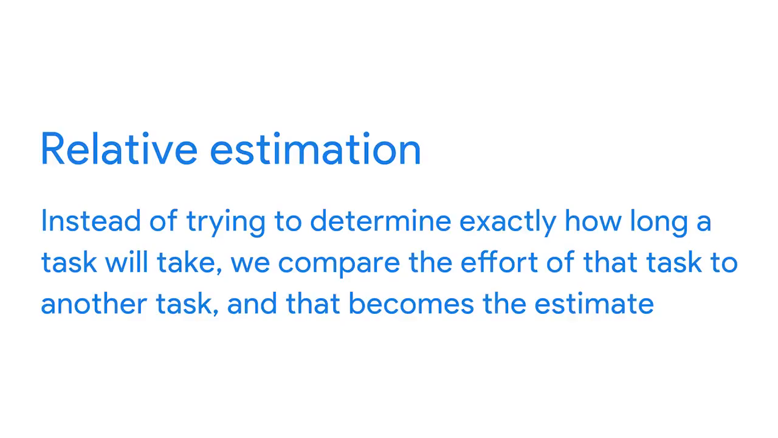So in Scrum, we try to overcome this problem by practicing relative estimation instead of absolute estimation. Absolute estimation is also called time and effort estimation in traditional project management. Relative estimation means that instead of trying to determine exactly how long a task will take, we compare the effort of that task to the effort for another task, and that becomes the estimate. That estimation is not done in traditional units of hours, days, or weeks. Instead, we assign each backlog item a value that is a relative unit for size.